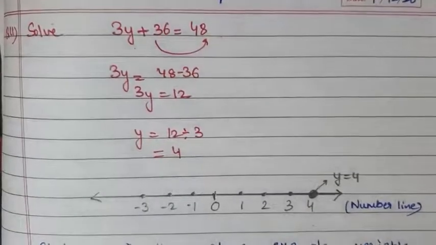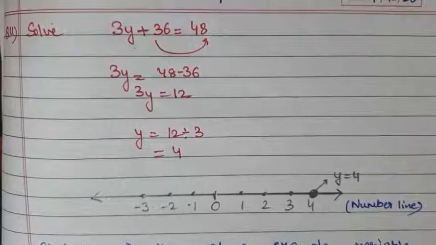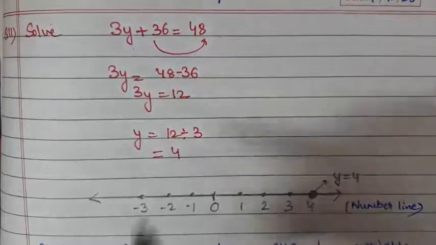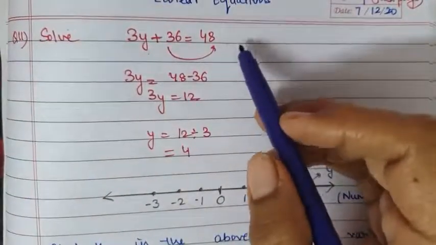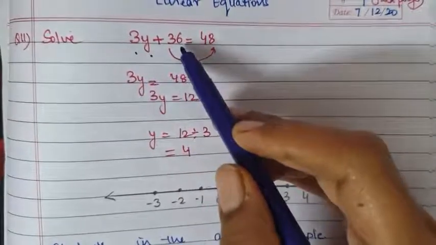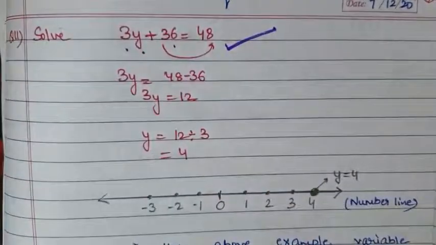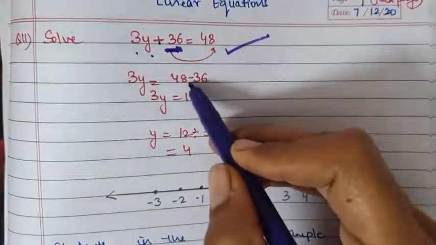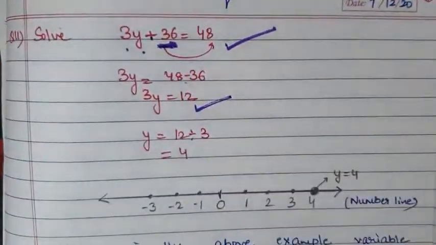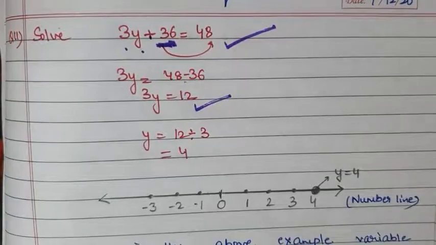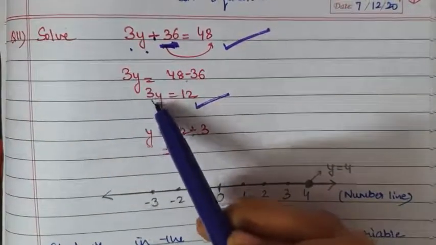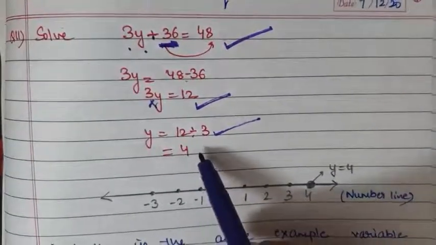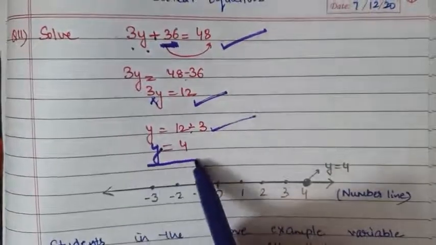Now students, we can also represent the solution of a given equation graphically. So for this, let us discuss a question. 3y plus 36 is equals to 48. Now 36 is getting added, so it will get subtracted. We get 3y is equals to 12. Now 3 is getting multiplied here, so it will get divided. So finally we get y is equals to 4.